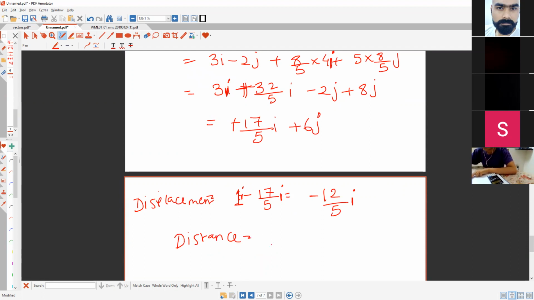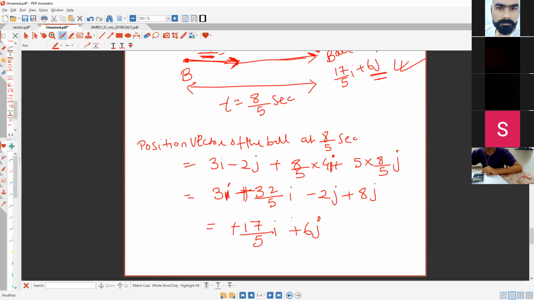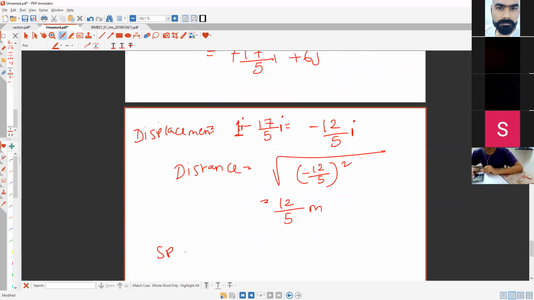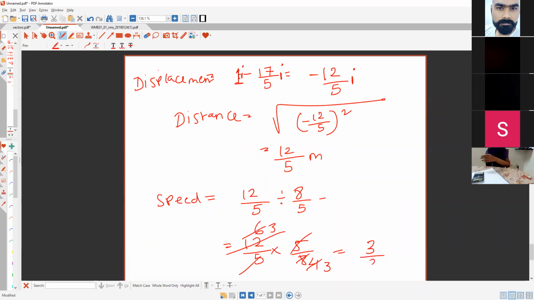The distance is going to be root of minus 12 by 5 whole square. That is 12 by 5 is the distance, sorry, my bad. So he traveled 12 by 5 meter in 8 by 5 seconds. So speed is equal to distance divided by time taken. So if I reciprocal this, 12 by 5 into 5 by 8. Okay, 5 gets cancelled. 6 2s are 12, 4 2s are 8. 3 2s are 6, 2 2s are 4, 3 by 2. So speed is 3 by 2 meter per second.